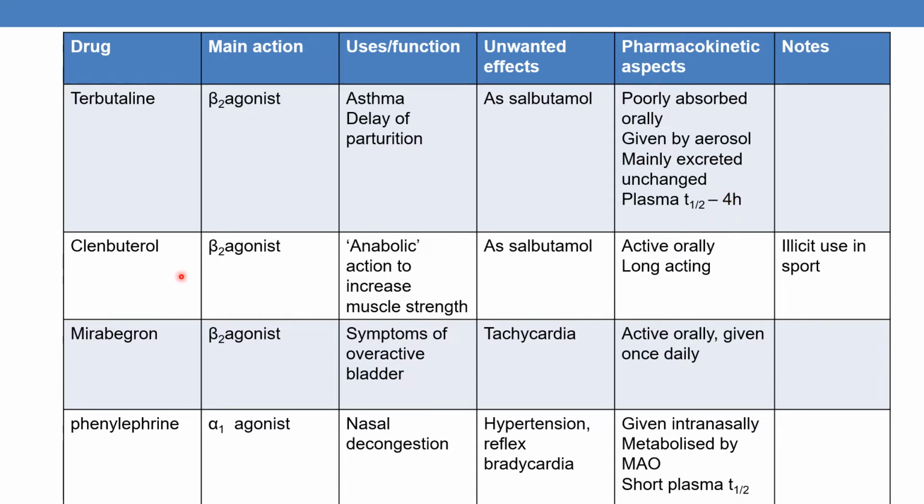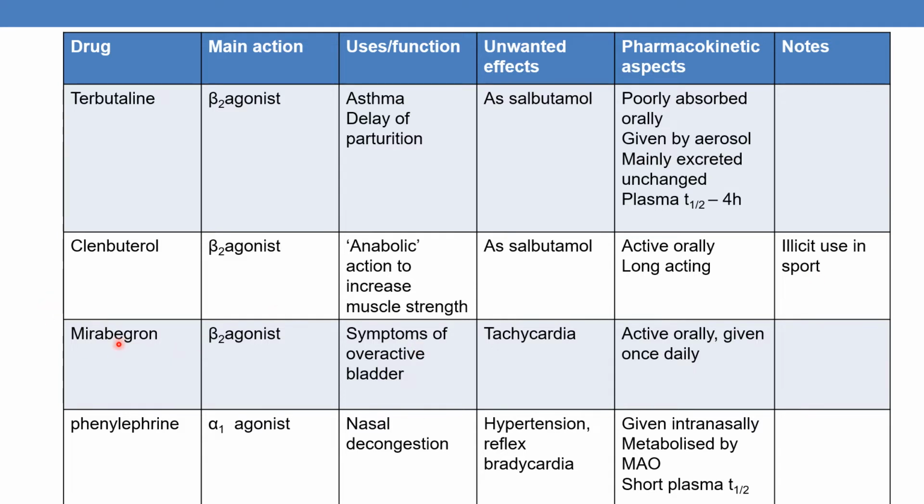Next is clenbuterol. It is also a beta-2 agonist and it has an anabolic action, so it is used to increase muscle strength. Unwanted effects are similar to those of salbutamol and it is active orally. Previous beta-2 agonists are poorly absorbed orally, whereas clenbuterol is active orally and it is long acting. It is used as an illicit drug in sports because it increases muscle strength.